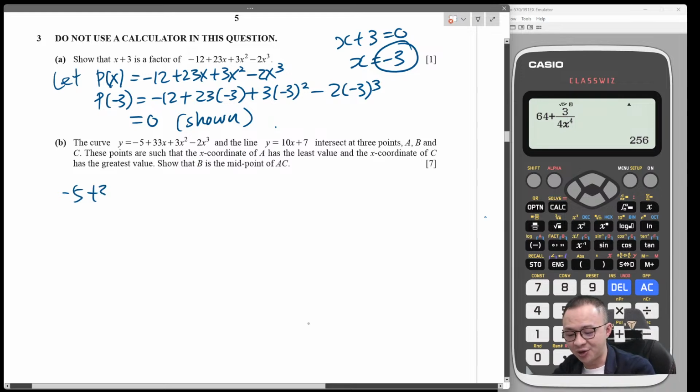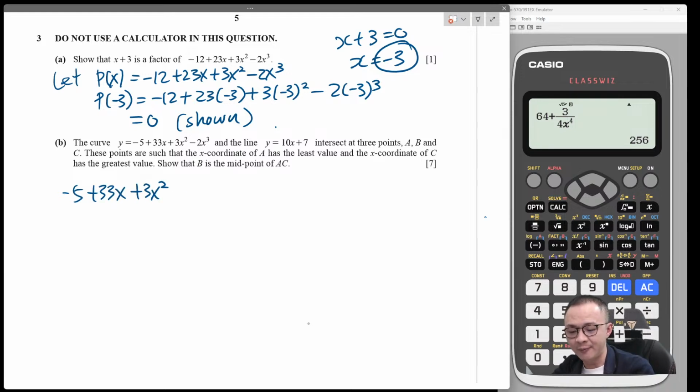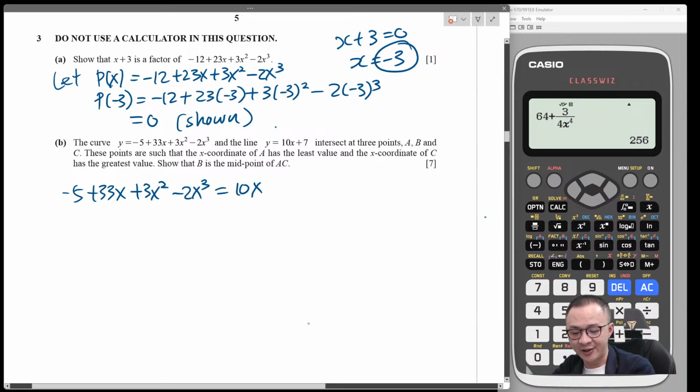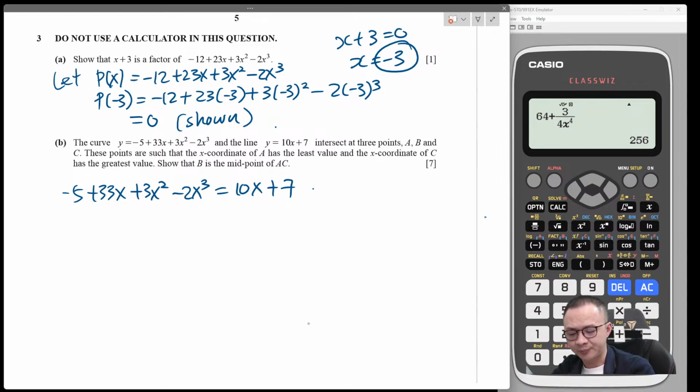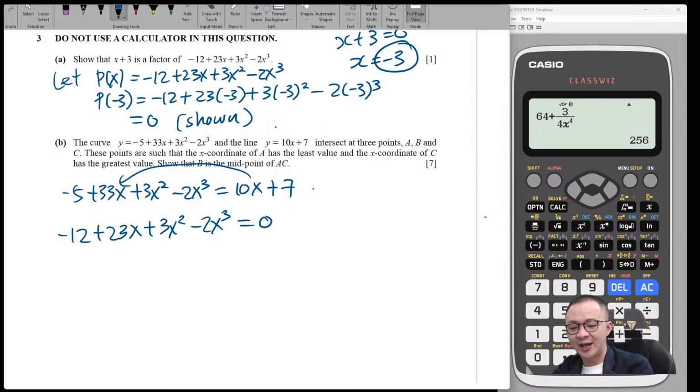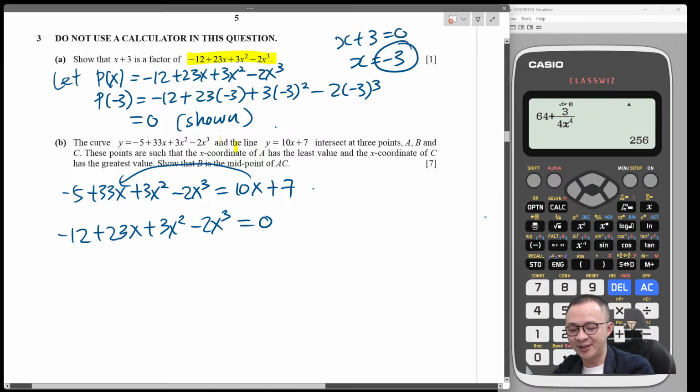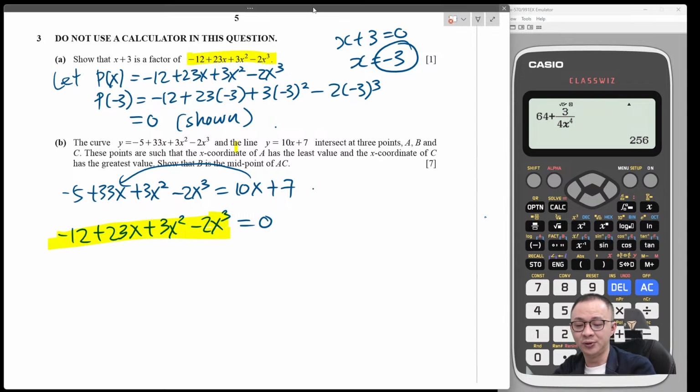So -5 plus 3, 33x plus 3x squared minus 2x cubed equals 10x plus 7. If I move everything to one side, I should get -12 plus minus 10x, 23x plus 3x squared minus 2x cubed equals 0. And if you pay attention, does this equation and this equation look the same? Yes, right, they are identical equations. So therefore, I definitely know this equation can be divided by x plus 3. So I will do the long division.